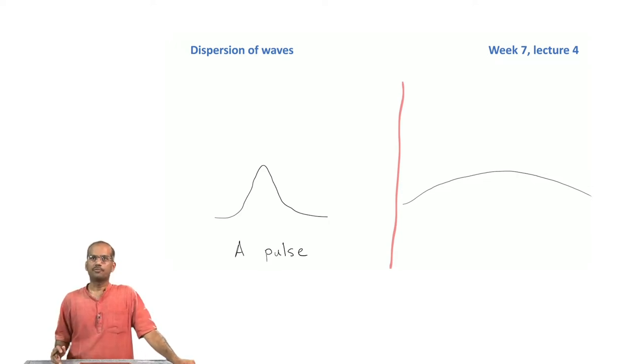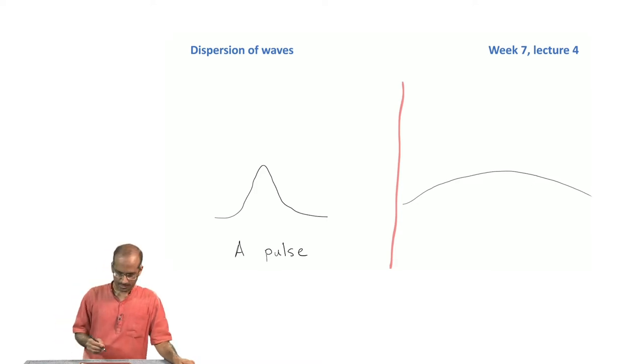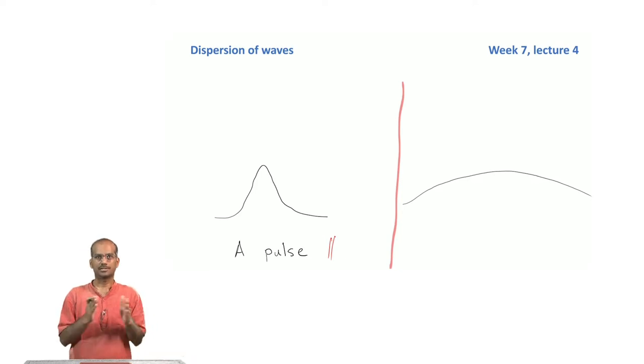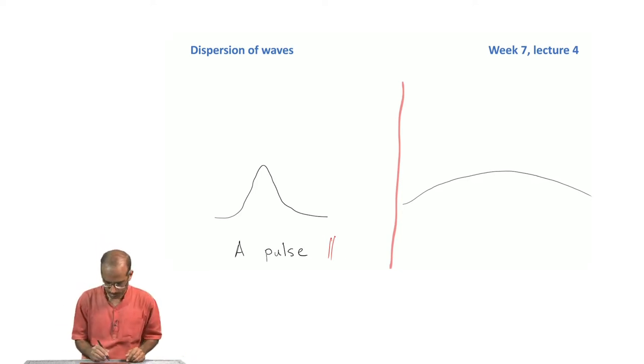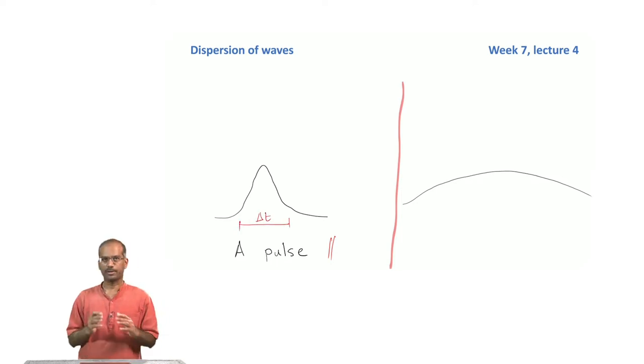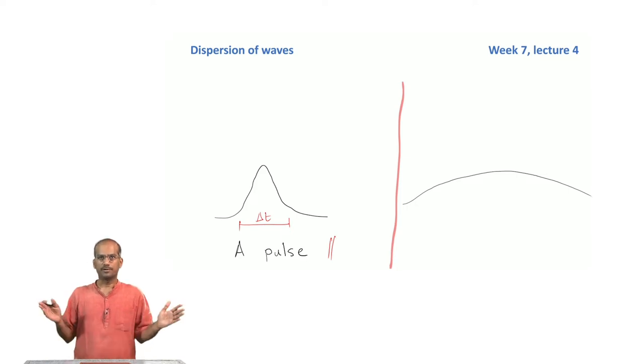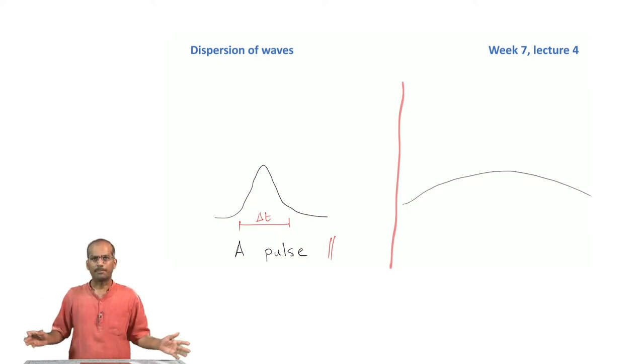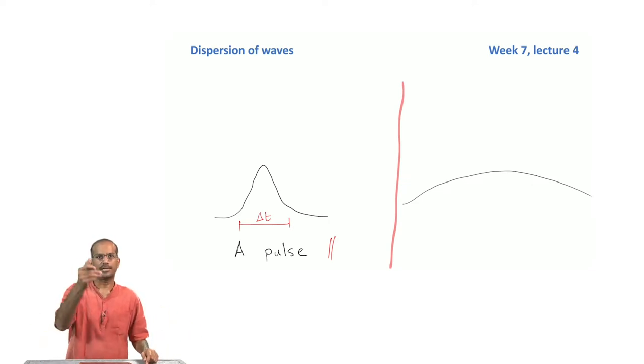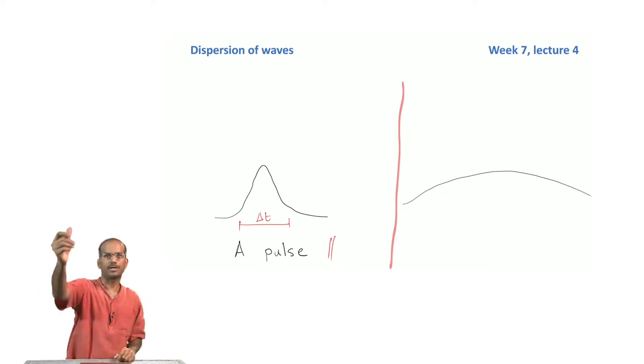A good example of that would be something like a wave pulse, the kind that I have drawn here. A pulse is typically something that has a short time frame, let us say delta t, over which the amplitude is sufficiently strong. Outside of that small range delta t, its amplitude is nearly zero, so it does not even exist. It is like starting a wave pulse in a string, for example. The pulse alone can travel.